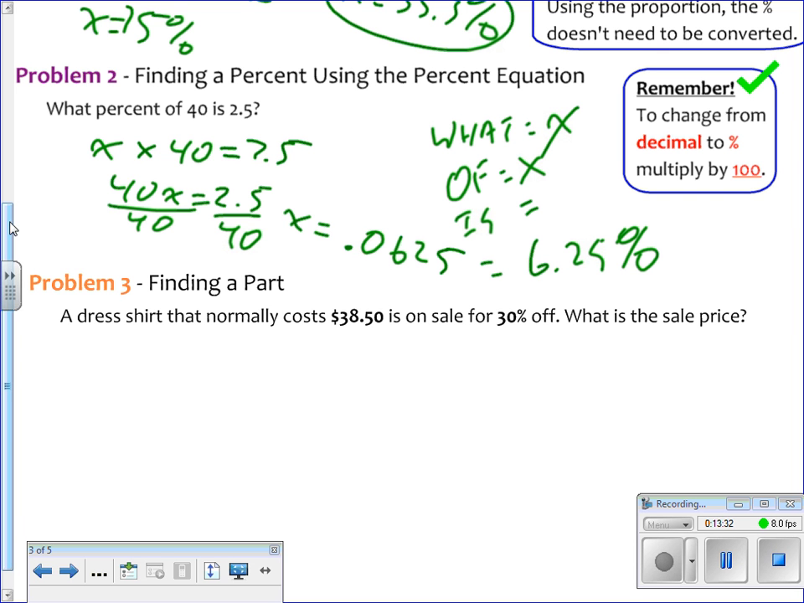Okay, it's not what I learned. Now, if you're comfortable with the proportion, please use the proportion. Set it up properly if that's what you're comfortable with. Okay.